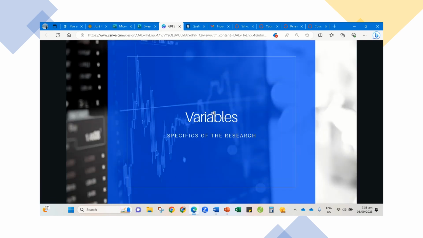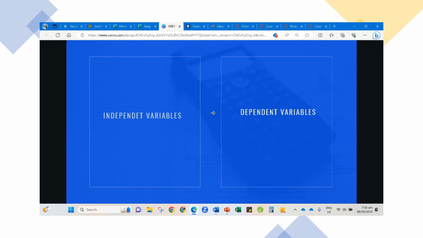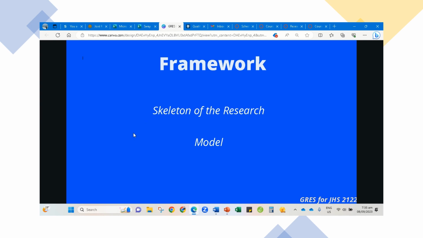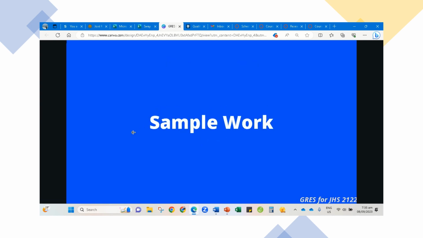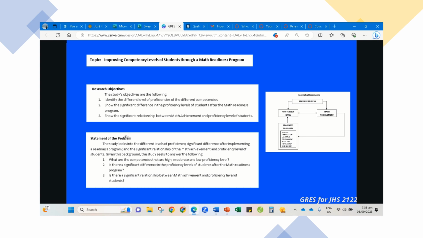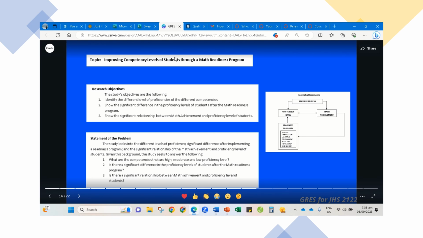Okay. Now let's look at another area, which is a variable or what we call the specifics of the research. Technically, there are two kinds of variable, the independent variables and dependent variables. Now, once again, in a framework, skeleton of research and model, when you talk about independent and dependent variables, it goes with the word as well, but it's nicer to look at an example. This is a paper that I created way back in 2013. The title of the research is Improving Competency Level of Students Through a Math Readiness Program.